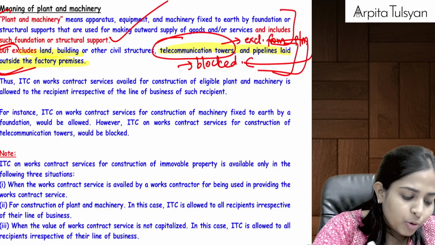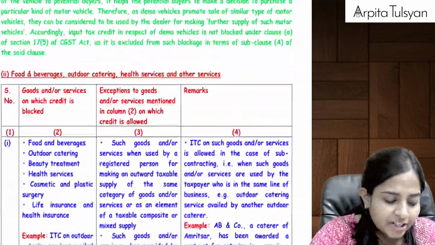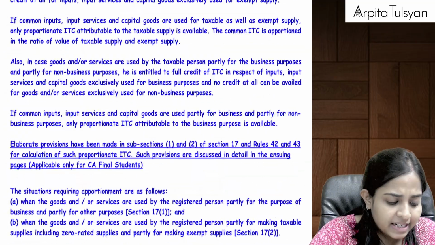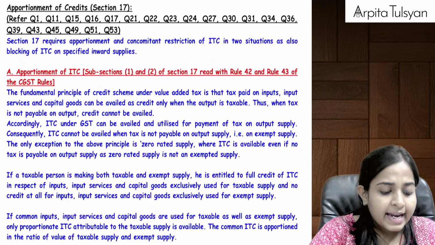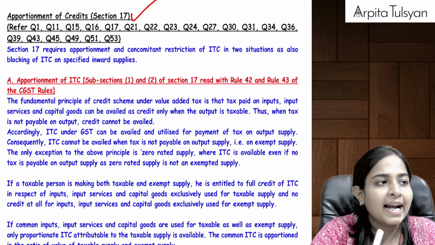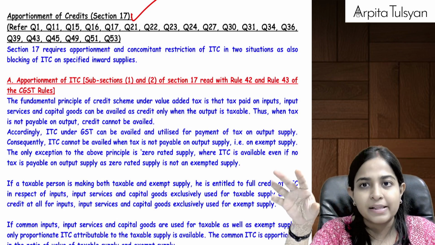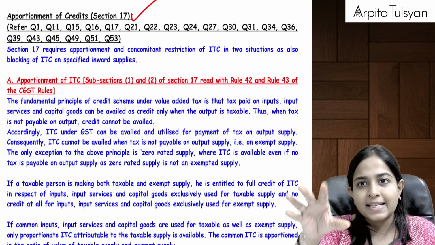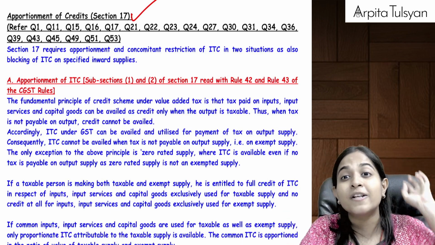Now, when we were doing this ITC chapter, do you recollect, before starting section number 17, before starting this blocked credits, we had seen that when we started with section number 17, we studied that if a taxable person is making taxable supply and also exempt supply, on taxable supply he is going to pay the GST, so he will also get the ITC of the same on his purchases.